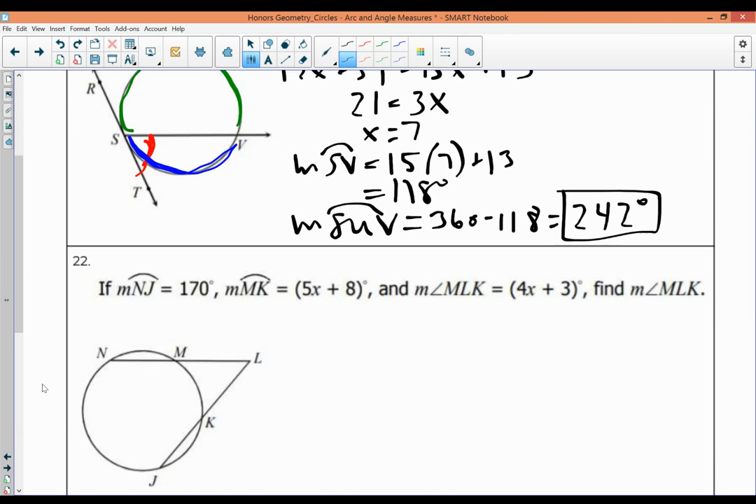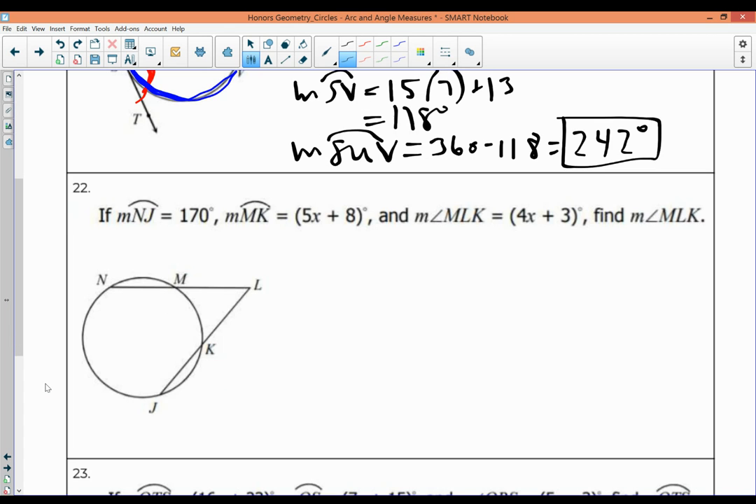Okay. Next one, this is an outside intersection. Let's see what we're given. If the measure of arc NJ, wow, best arc, is 170 degrees, nice. The measure of arc MK is 5x plus 8 degrees, and the measure of angle MLK is 4x plus 3 degrees. Find the measure of MLK. So you just have to plug that in at the end.